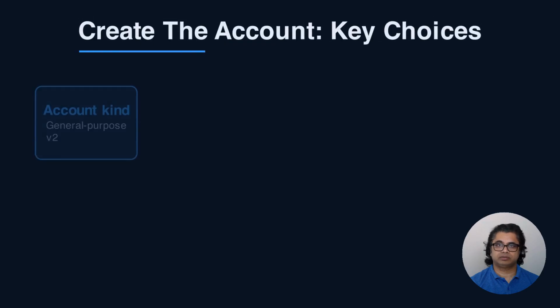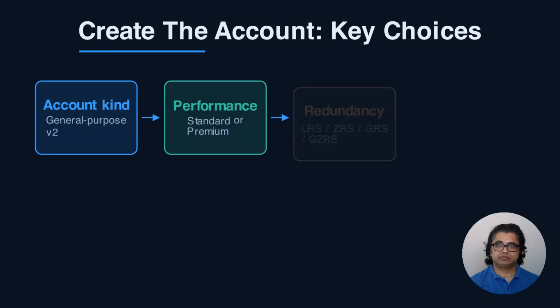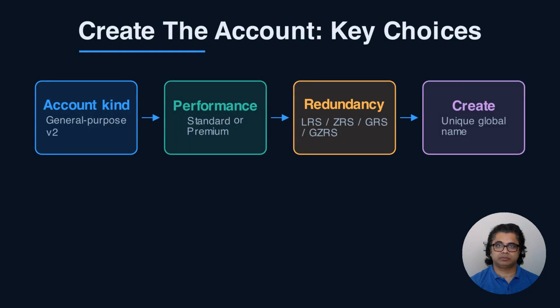Now we create the account. 3 decisions dominate. First, account kind, choose General Purpose v2, which supports all 4 services and all access tiers. Second, performance, standard runs on hard disks and is fine for most workloads. Premium uses solid-state disks for low latency, but Premium is service-specific, so you pick Premium block blobs, Premium file shares, or Premium page blobs separately.